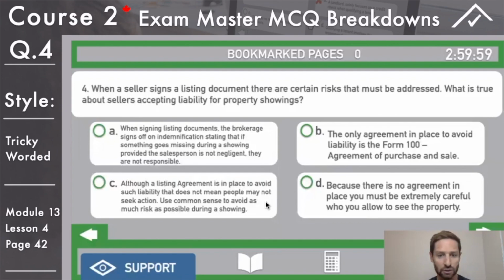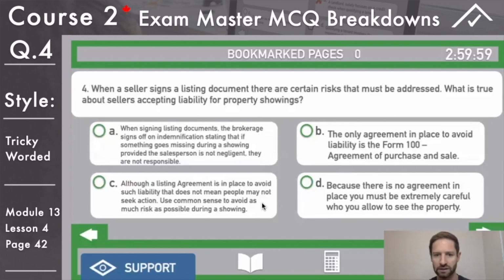Use common sense to avoid as much risk as possible during a showing. Like, you can't beat that answer, right? So just keep reading. If you're getting confused, if you're like, okay, this sounded great, keep reading. You're like, well, this one trumps that last one because you didn't see this brokerage part. It trumps it, right? So then leave it hovered over there.